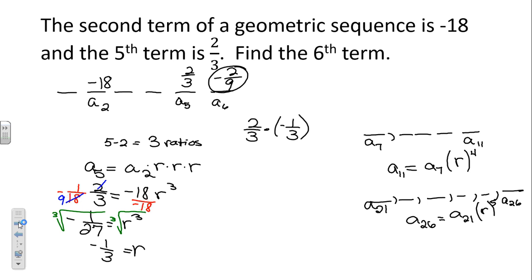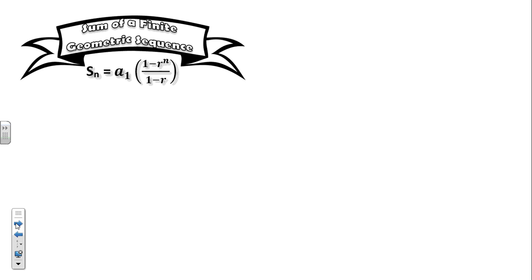All right, next one. So we have two formulas for finding the sum of a geometric sequence, one for the sum of a finite and one for the sum of an infinite geometric sequence. Okay, the first one is for the sum of a finite geometric sequence, and it says take your first term and take it times 1 minus r to the nth over 1 minus r. Okay, so let's put that into play.